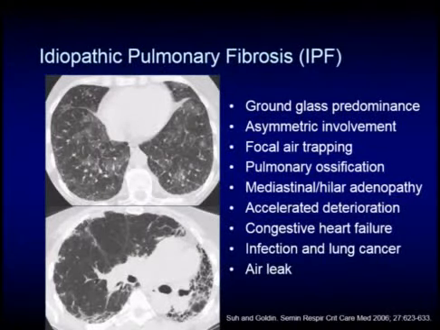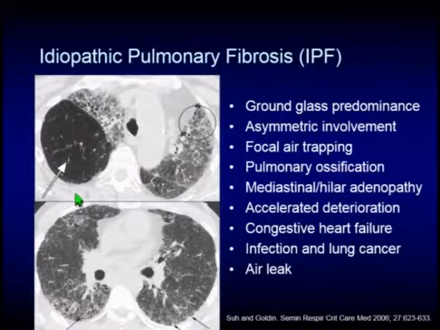So let's look at some of these more unusual features of UIP IPF. Sometimes you'll see a ground glass predominance, as you see in this top image here. Again, the ground glass is a lot more than the reticulation, or outweighs the reticulation. There may be asymmetric involvement on this bottom image. You see that the left lung is more considerably involved than the right, and it's not so symmetric. You might see areas of focal air trapping, which again is not uncommon but unusual for UIP IPF.